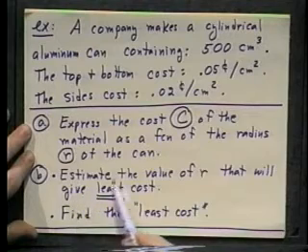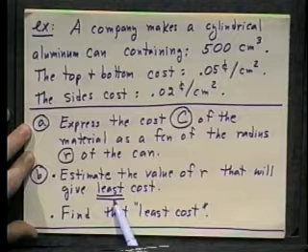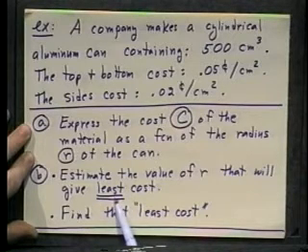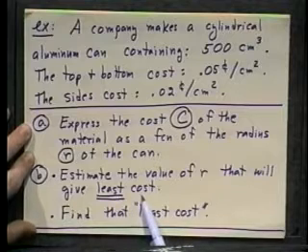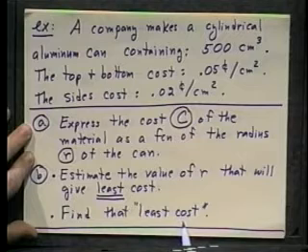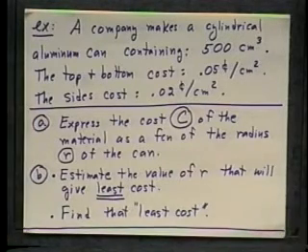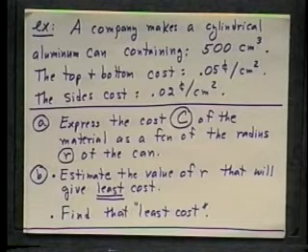Secondly, part B: estimate the value of R that will give the least cost. Among all the possible radii for such an aluminum can, which one will give you the smallest cost? Now that's what businesses are interested in after all. And finally, find out what that least cost is. So, it's time for you to look at this problem, and after you've had a chance to work on it for a while, we'll come back and I'll show you how I would attack it.